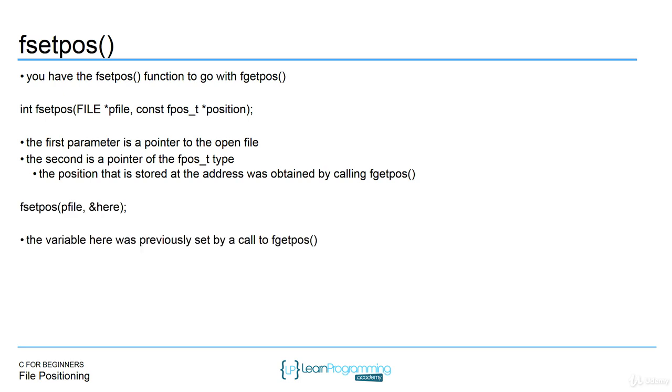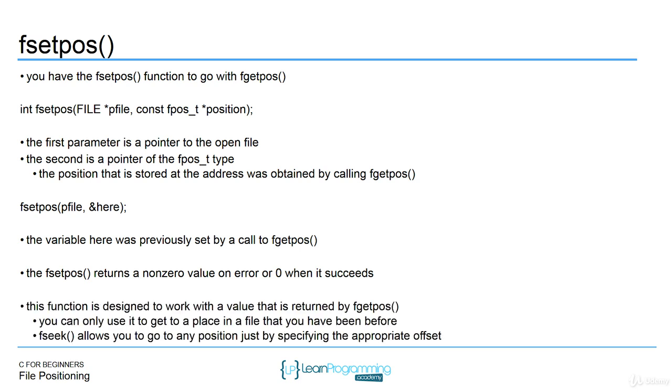So fsetpos has your file pointer and then your actual variable, and the variable here was previously set by a call to fgetpos. Again, you're going to use fsetpos and fgetpos together. fsetpos returns a non-zero value on error or 0 when it is successful. This function is designed to work with a value that is returned by fgetpos. So you can only use it to get to a place in the file that you have been before. fseek allows you to go to any position just by specifying the appropriate offset.